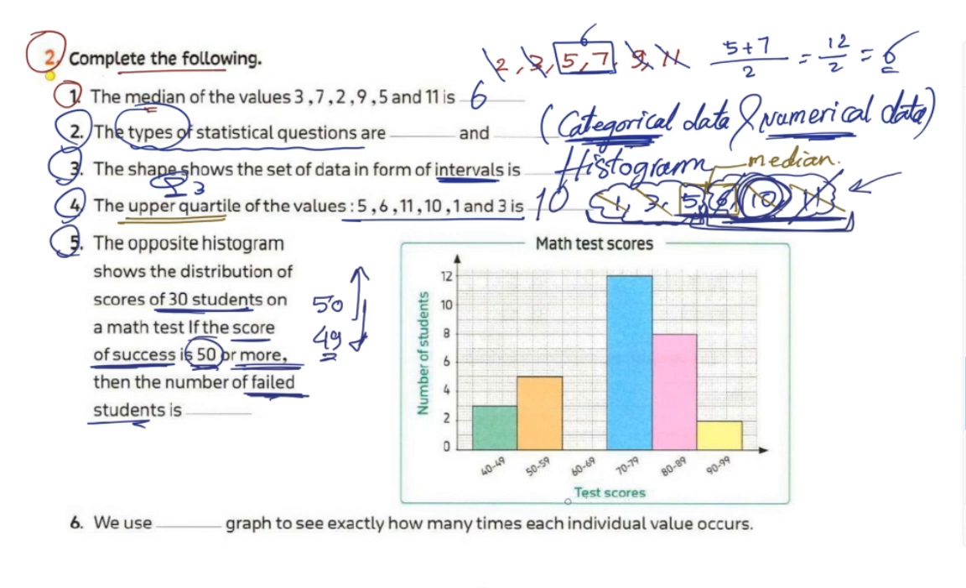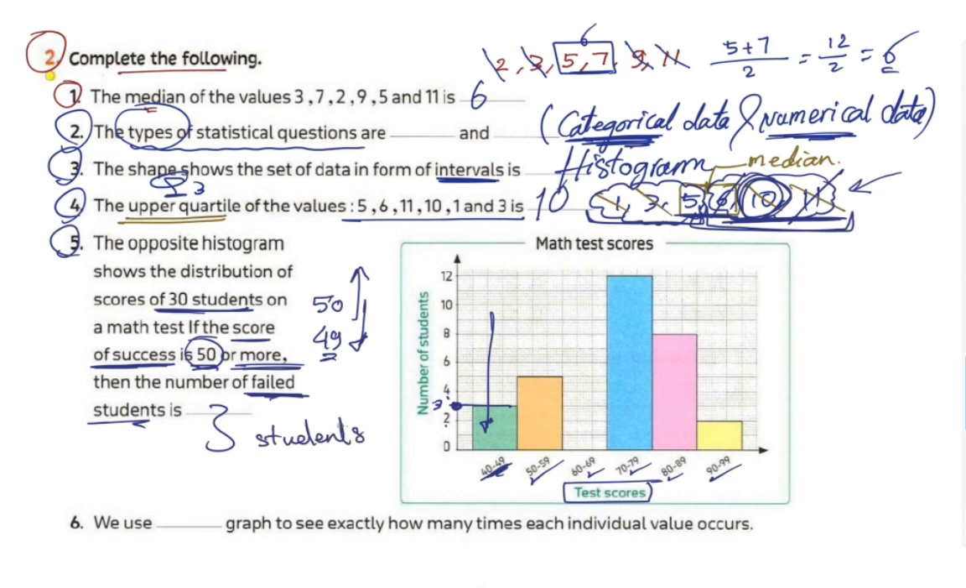Look here at this interval about test score. Okay, this interval is greater than 50, greater than 50. Here 50, 59, greater than 50. Where is less than 50? This interval. So this interval will give me the number of students who failed in the test. Okay, so how many here? How many students? This bar between 2 and 4 is 3 students.